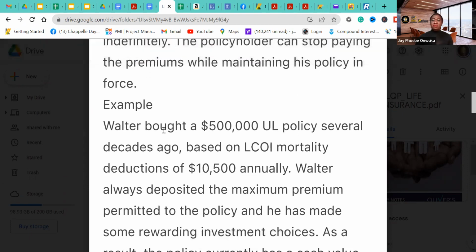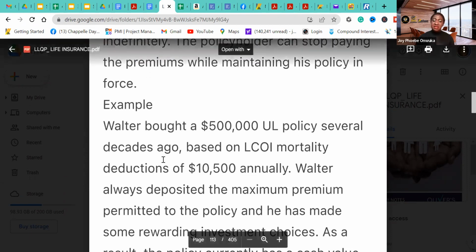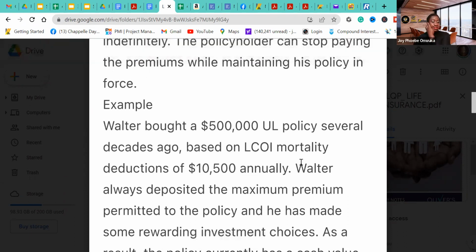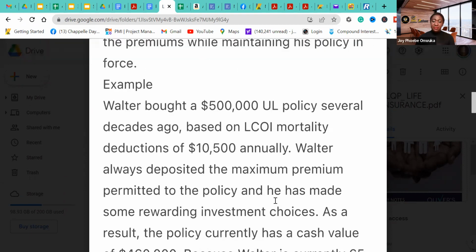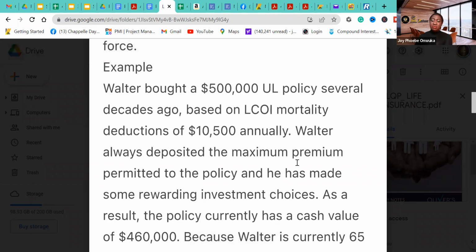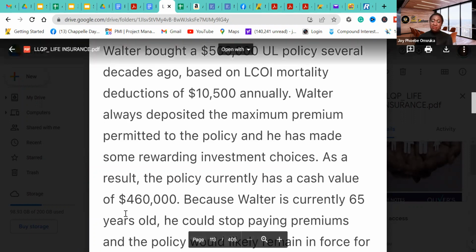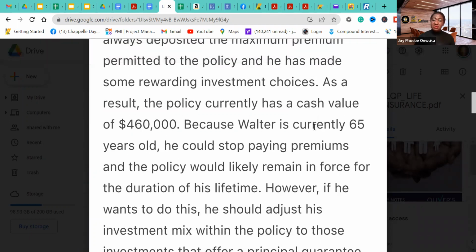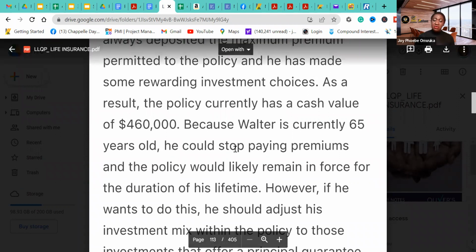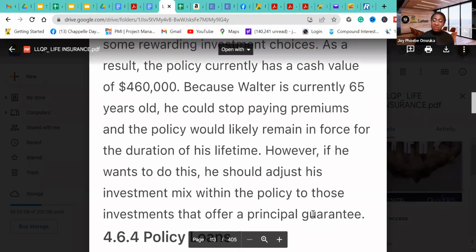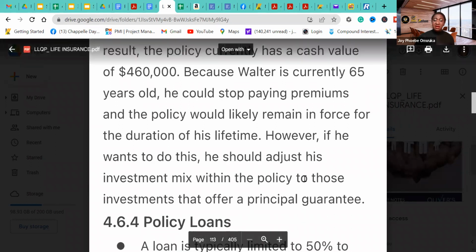For example, Walter bought a 500,000 universal life policy several decades ago based on level cost of insurance mortality deductions of 10,500 annually. Walter always deposited the maximum premium permitted to the policy, and he has made some rewarding investment choices. As a result, the policy currently has a cash value of 460,000. Because Walter is currently 65 years old, he could stop paying premium, and the policy will likely remain in force for the duration of his lifetime. If he wants to do this, he should adjust his investment mix within the policy to those investments that offer principal guaranteed.